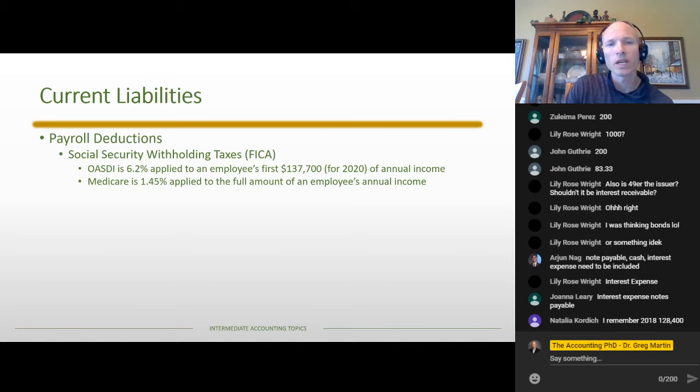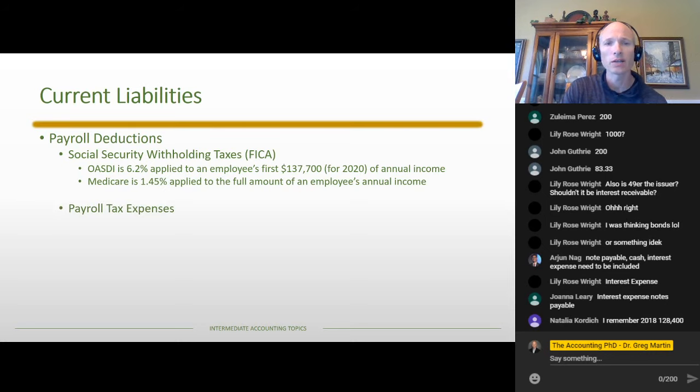And so again, with Medicare, there is no cap. With OASDI, there is. And so you just have to keep track when you're talking about these types of problems. Keep track of how much income the employee has reported up to that date and figure out have we reached the cap or have we not. With Medicare, it doesn't matter, but with OASDI, of course, it does.